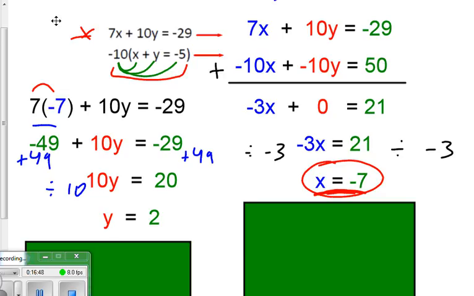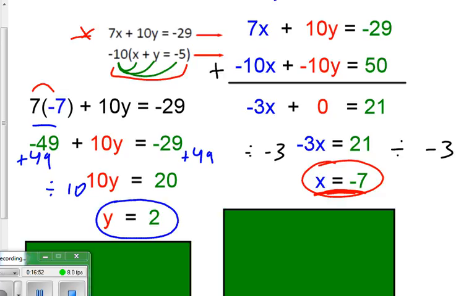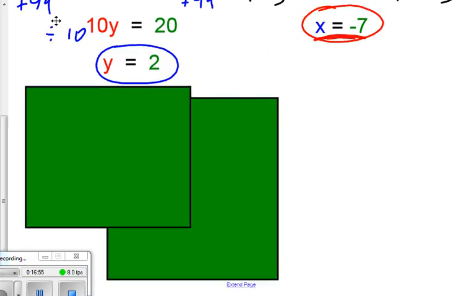So at this point, we have our y value, we have our x value. Move this aside. So we'd say our solution is the point (-7, 2). This is the only spot where both of those lines will cross through. Both equations will have a point on there where x is -7 and y is 2.